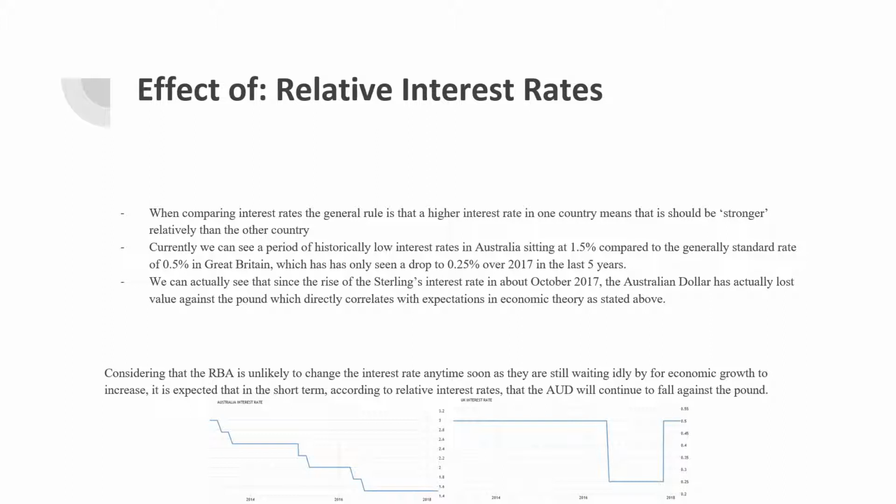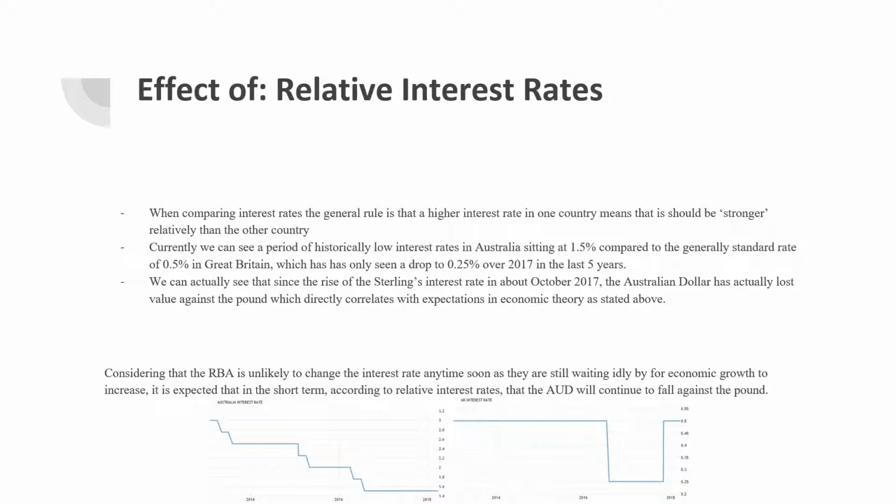So when we're looking at relative interest rates, generally the rule is that higher interest rates in one country means that we have a stronger hold over the other country. In Australia, for the past couple of years or so, we've been at historically low interest rates of about 1.5%, when we normally prefer to sit around 3 to 3.5. Whilst Britain has, for the last 10 years or so, wanted to stick around about 0.5%, although over 2017 we saw a drop to 0.25%.